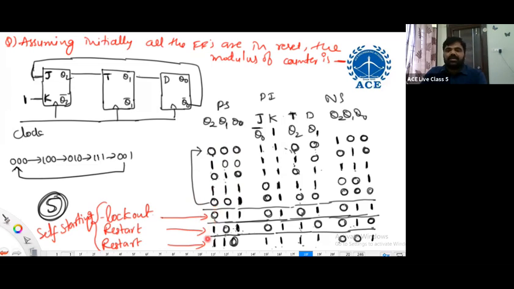And the remaining, whichever the states are missing, because 3-bit states means 3-bit vectors, there are 8 possible. In 8, 5 are used, means remaining 3 are unused only. Remaining 3 are unused only. So that's what we need to understand. Used and unused. Used combination, unused combination.